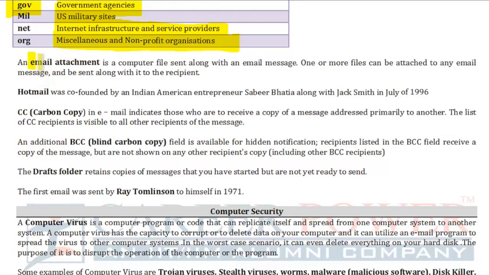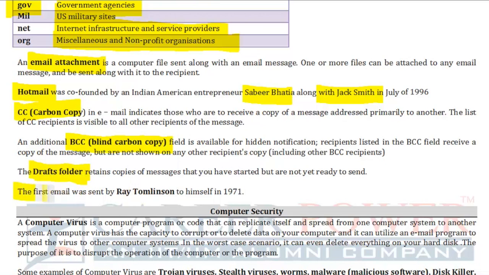Now we have some parts of an email. Email attachment, it is a computer file that we send along with an mail or email. Hotmail. Hotmail was co-founded by Indian-American entrepreneur Sabeer Bhatia along with Jack Smith in July 1996. Hotmail is an email client. Some other parts of an email are CC or carbon copy, BCC or blind carbon copy and draft folder.